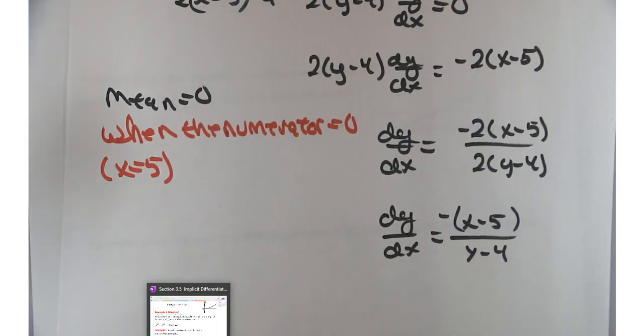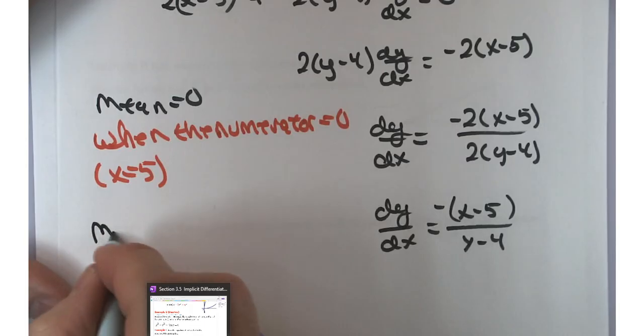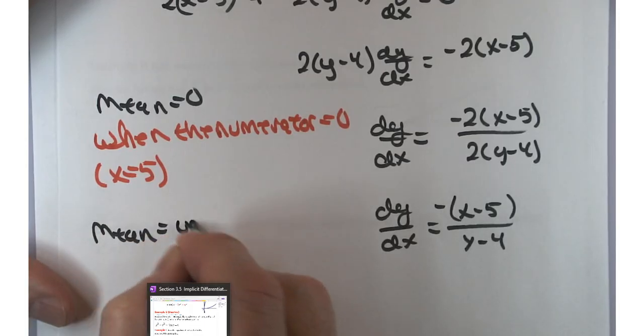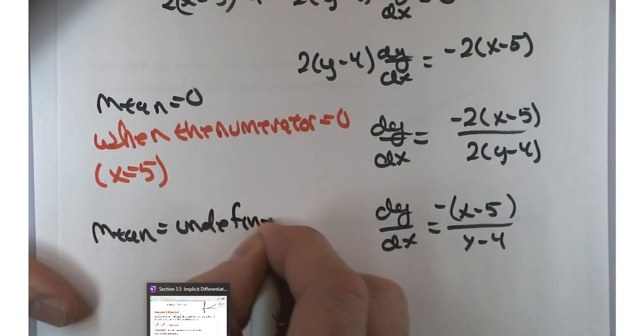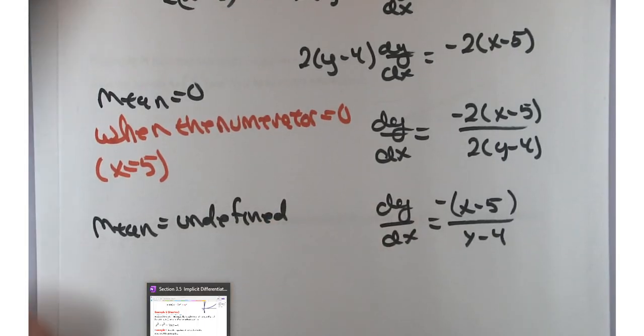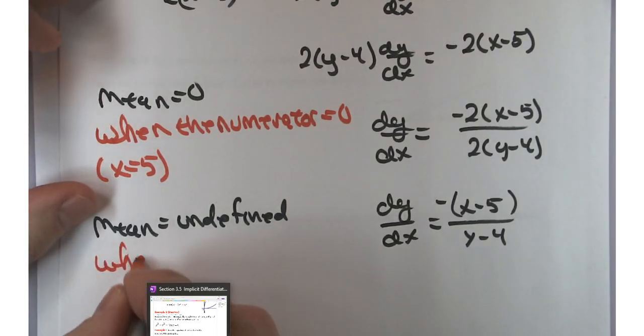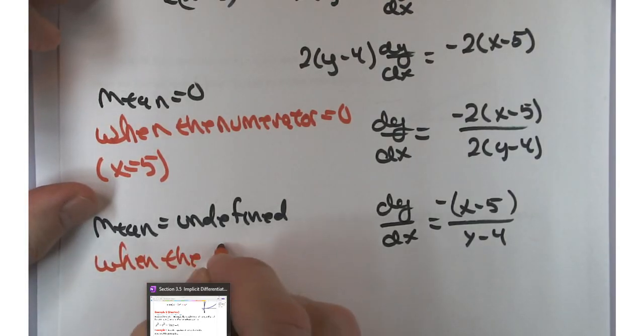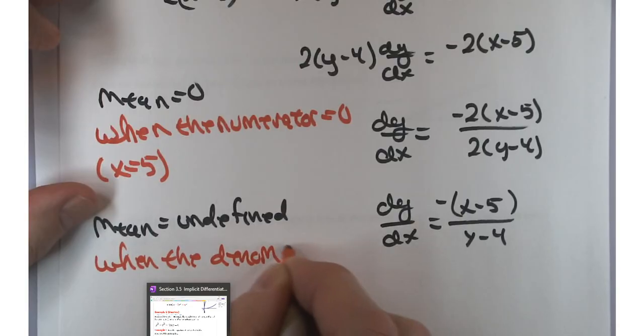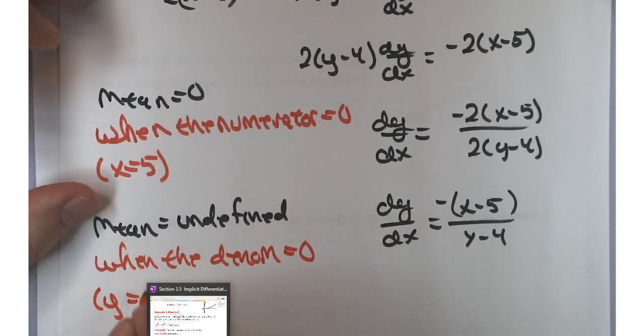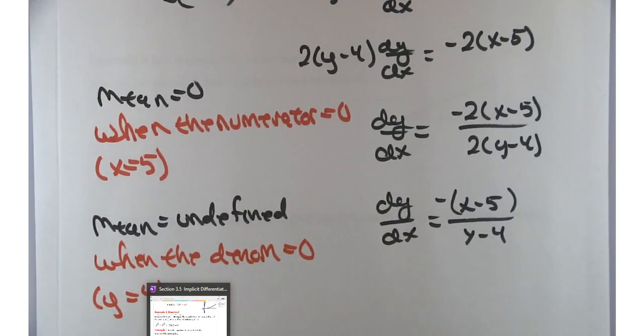Let's look at things down here and see if we can make a prediction. The slope of the tangent line is going to be undefined when? Yeah, when you're dividing by 0. And that's going to happen when y equals 4. Now on the circle, that happens at two different places. So when the denominator equals 0, which is going to be y equals 4. And you can see that graphically.